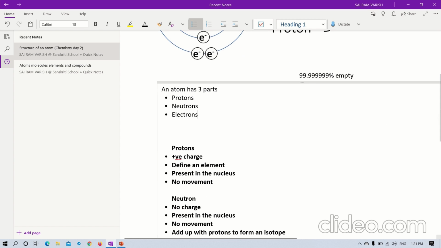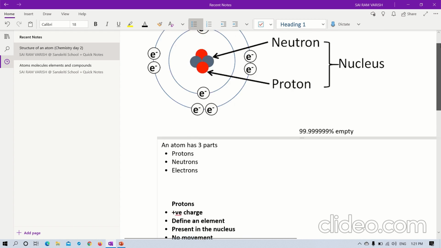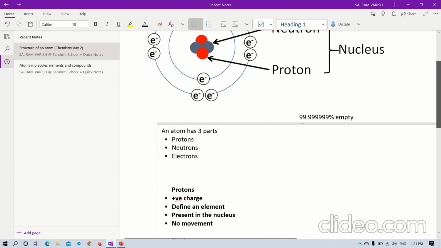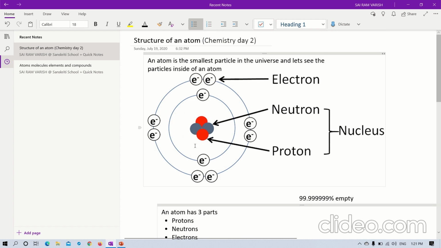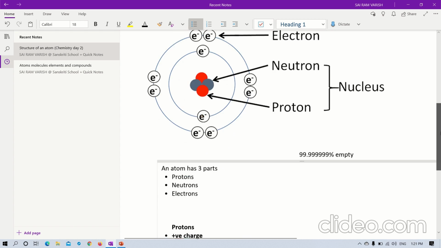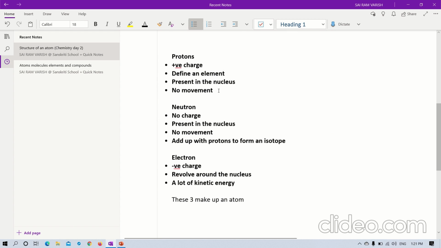Now let's dive deep into the structure of an atom. As we know, the atom has three parts: protons, neutrons, and electrons, and the nucleus has the protons and neutrons. Let us now study these protons and neutrons. So let's go. Protons, as we see over here, have a positive charge. So protons are charged particles. They have a positive charge, so they are the positive side of an atom.